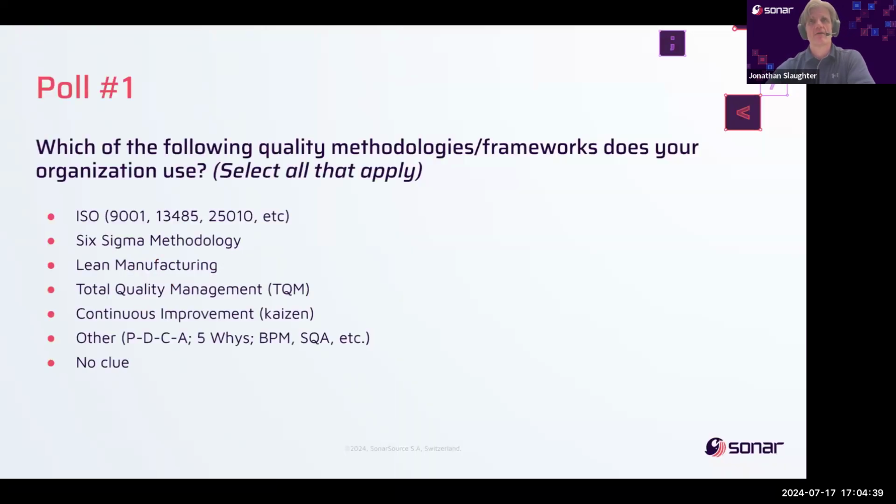So let's start us off with a poll real quick. This poll is really just to give me a chance to select all that apply, but I would like to know which of the following quality methodologies or frameworks your organizations currently use. If I could ask anybody to please, as you're signing in there, let us know. This helps me understand my audience to a degree. While this is a quality focused and quality management focused presentation, you should hear some familiar terms, but I also want to make sure that I honor the audience.